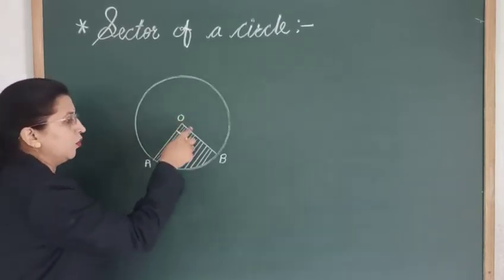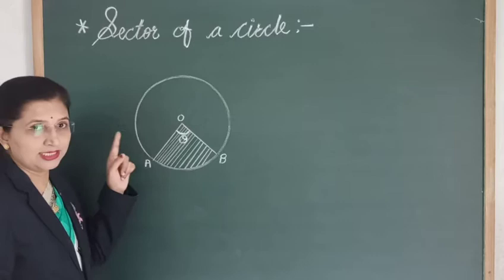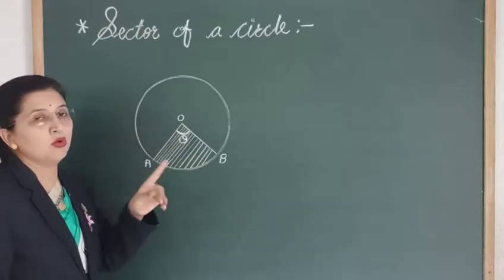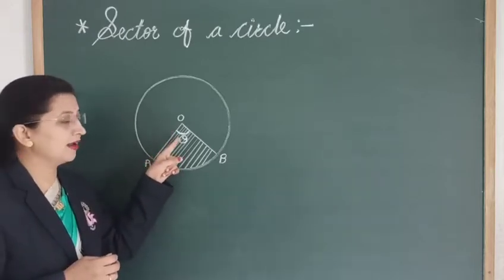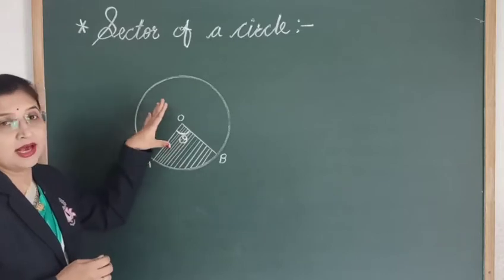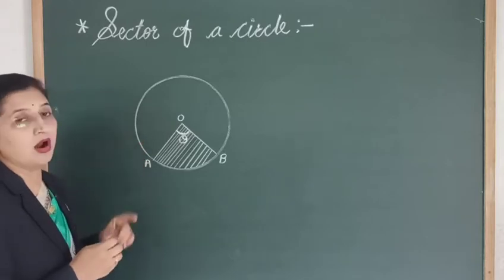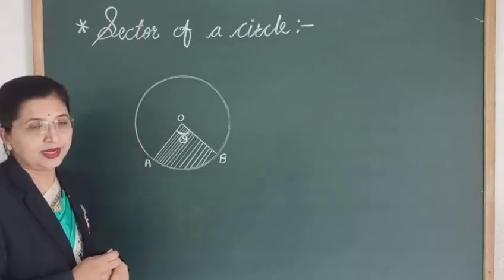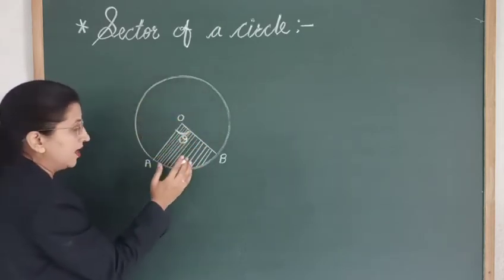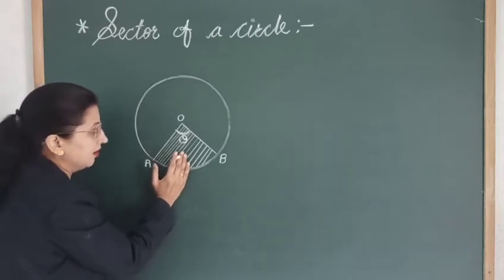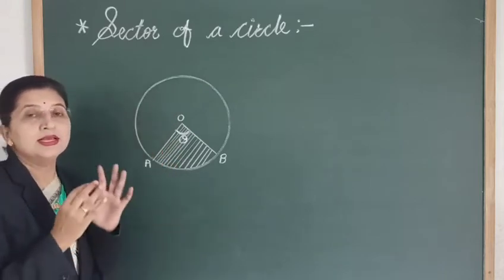Now here angle AOB, its vertex is O, and the center of the circle is also O. That's why we can say that angle AOB is a central angle. So dear students, here the central angle divides the circular region in two parts, and each of these parts is called a sector of a circle. Now you can see one part is shaded and another part is unshaded. Each of these parts is called a sector.